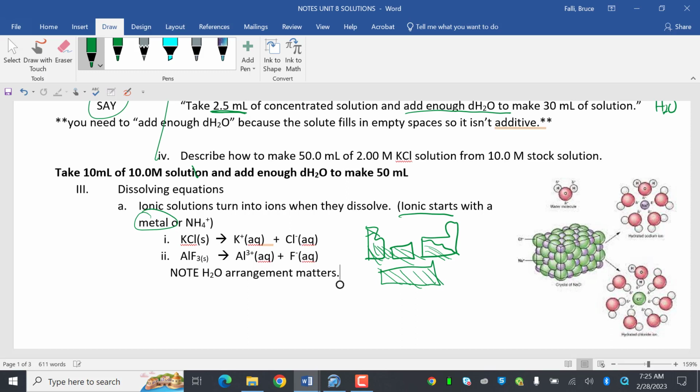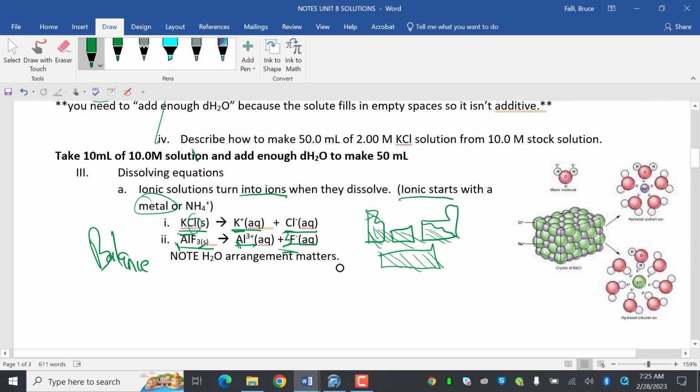All right. So what's going to happen is ionic solutions turn into ions. So we've got to remember our ions, both the ones from the periodic table and the ones we had to memorize. So KCl is made of the K positive ion and the Cl negative ion. That's it. AlF3 is made of the Al plus 3 ion and the F minus 1 ion, but we need to balance it, right? So balance. So you see how here I have 1K, 1K, 1Cl, 1Cl. Over here I have 1 aluminum, 3 fluorines. That's why I need a 3.